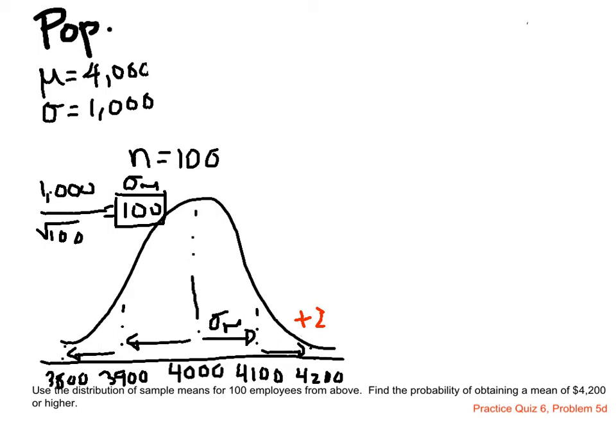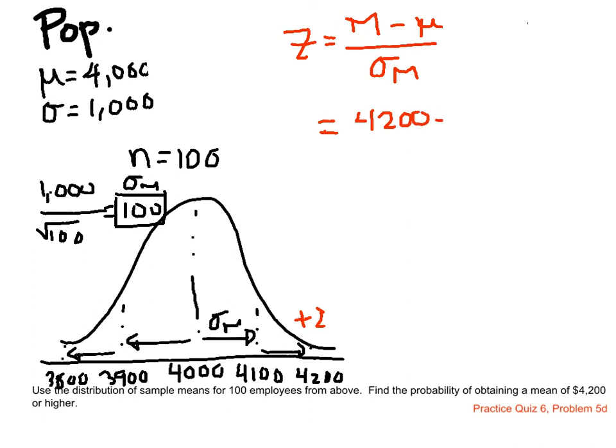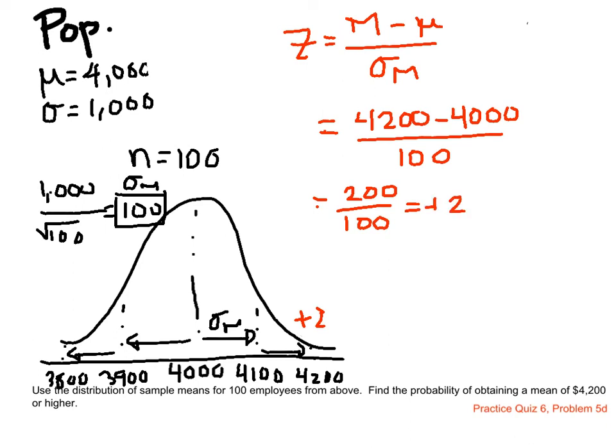However, I'll go ahead and solve it using our z-score equation, which is m minus mu over the standard error. We know that my m, we're looking at 4,200 minus 4,000, which is the mu, over the standard error, and we found that to be 100. So at the top, we're left with 200, the bottom 100, and this is plus 2.